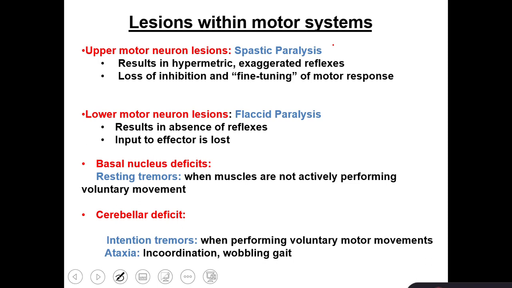In the spinal cord, if the lower motor neurons in the anterior horn of the spinal cord are the damaged ones, the result would be flaccid paralysis, absence of reflexes, very low muscle tone. How about basal nucleus damage? Resting tremors happens. How about cerebellar problems? This is intention tremors.